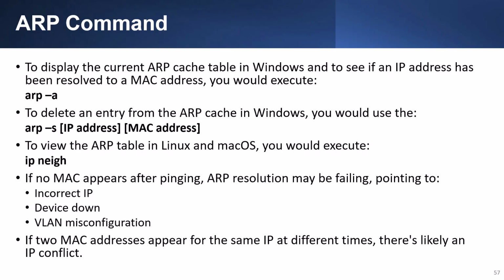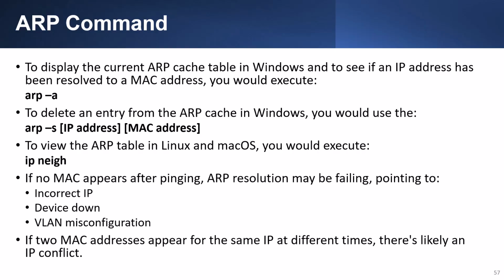To display the current ARP cache table in Windows and to see if an IP address has been resolved to a MAC address, you would execute ARP -a. To delete an entry from the ARP cache in Windows, you would use the ARP -s option. To view the ARP table in Linux and Mac OS, you would execute ip -na.